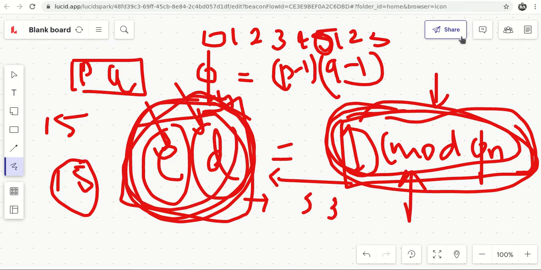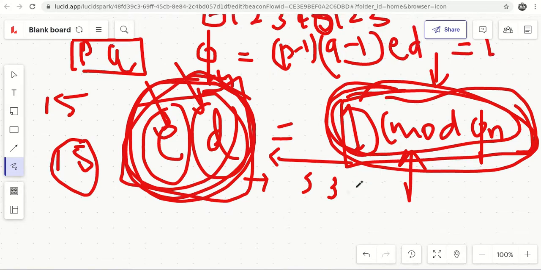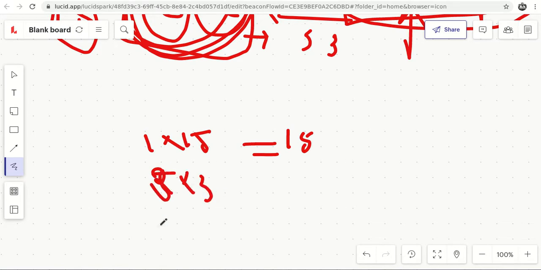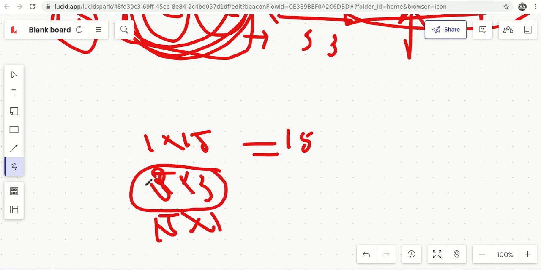So how can this number n be formed by two numbers? There are very few combinations. Suppose 15 is a number. How many factors can you make? 1 into 15, 5 into 3, and the reverse, and 15 into 1. So these are the only possible combinations.